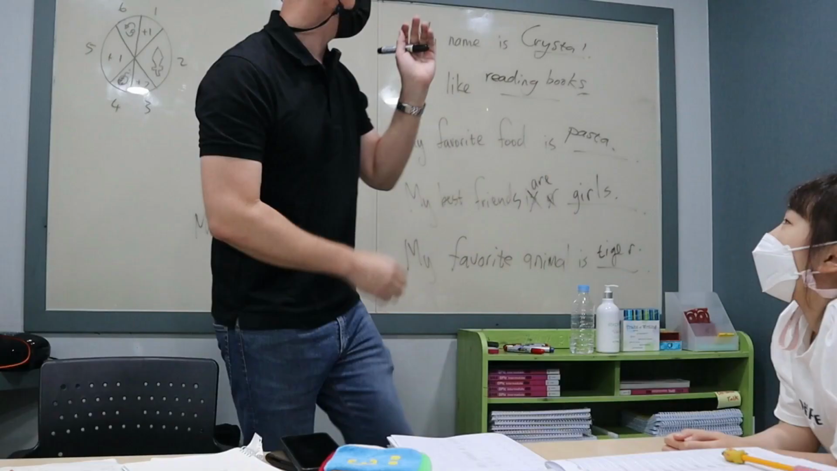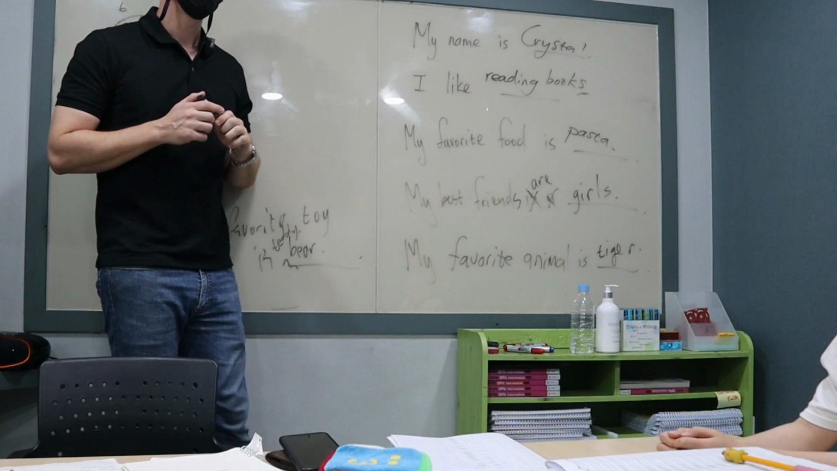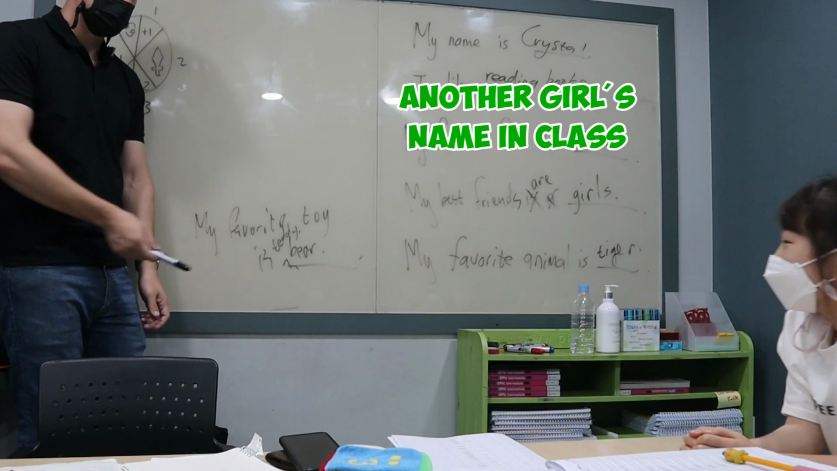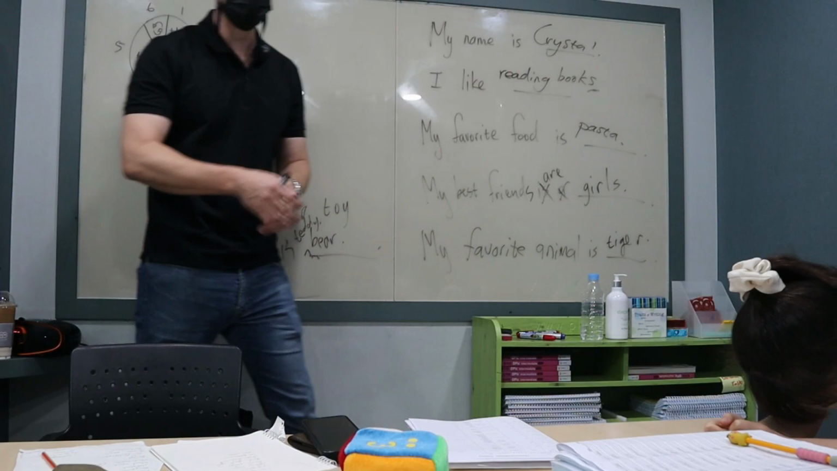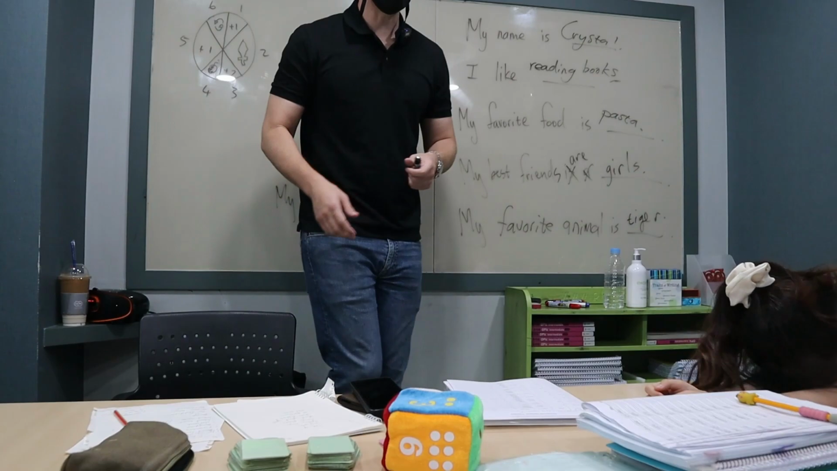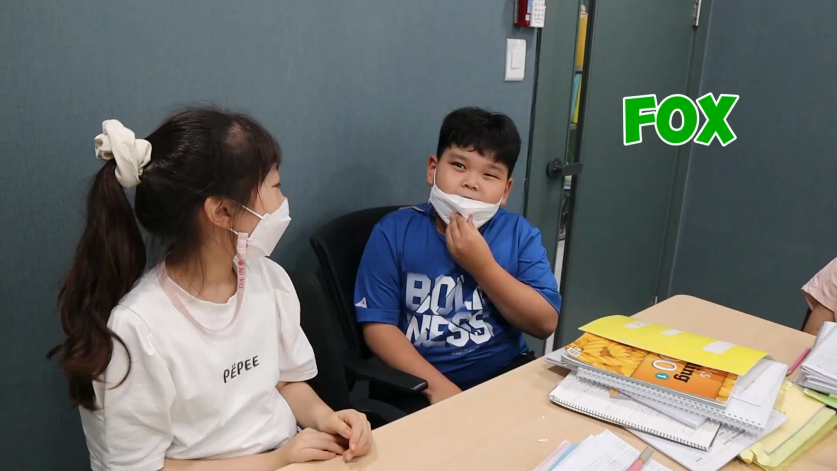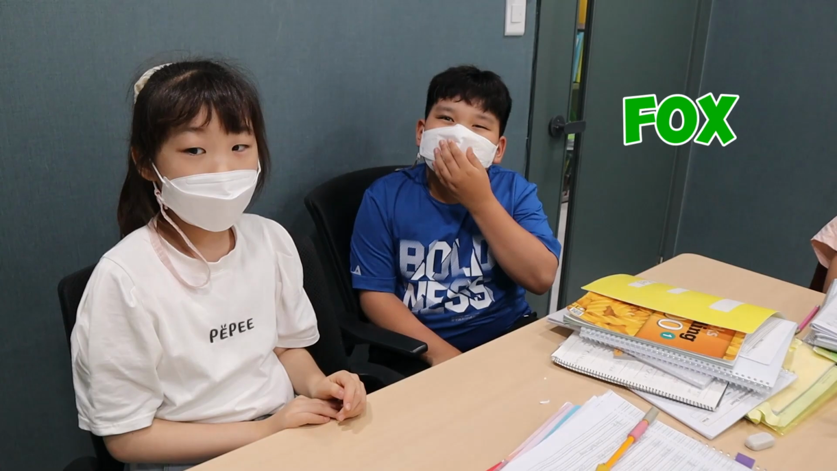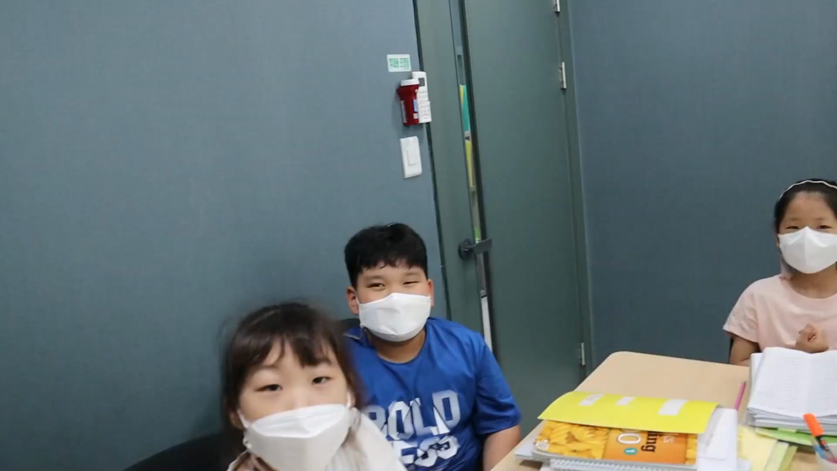Let's try it again. What's your name? Chloe. Chloe, what is your favorite toy? Favorite toy is Nintendo. Really? What's your name? My name is Crystal. Crystal. What is your favorite animal? My favorite animal is huh? Fox? Yes. Okay, my favorite animal is a fox. What's your name?